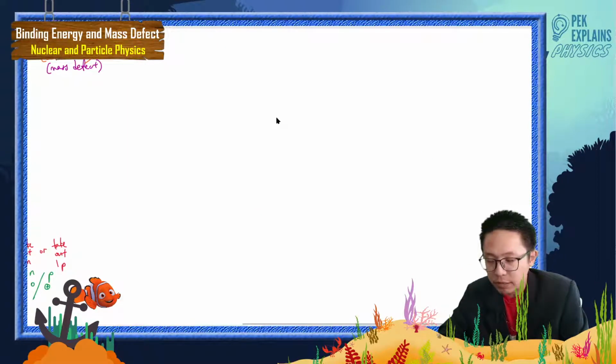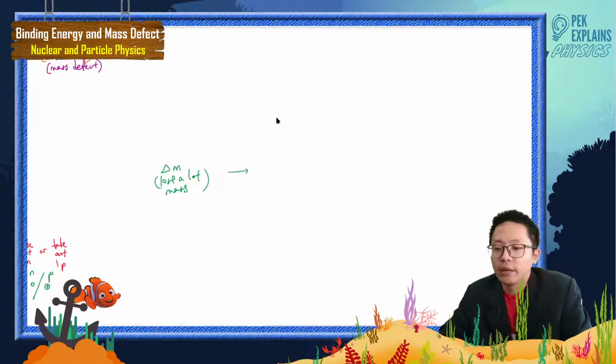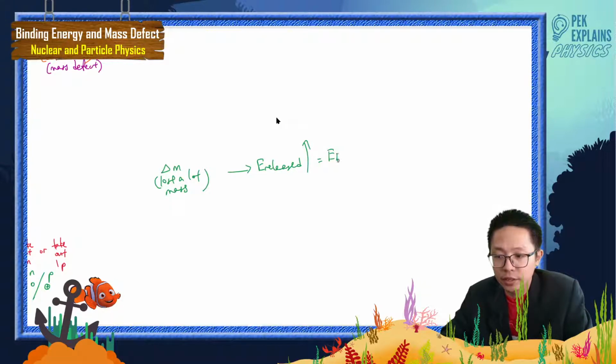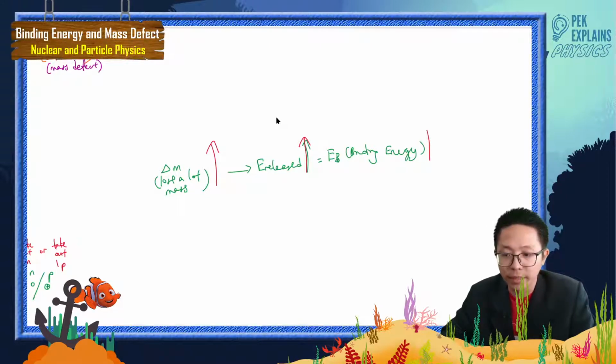Let's say the mass defect. Okay, I summarize like that. If the mass defect means a lot of mass is lost, then energy is released. If the energy release is high, this energy release becomes the binding energy. If the mass defect is high, a lot of energy is released, and the binding energy is high.